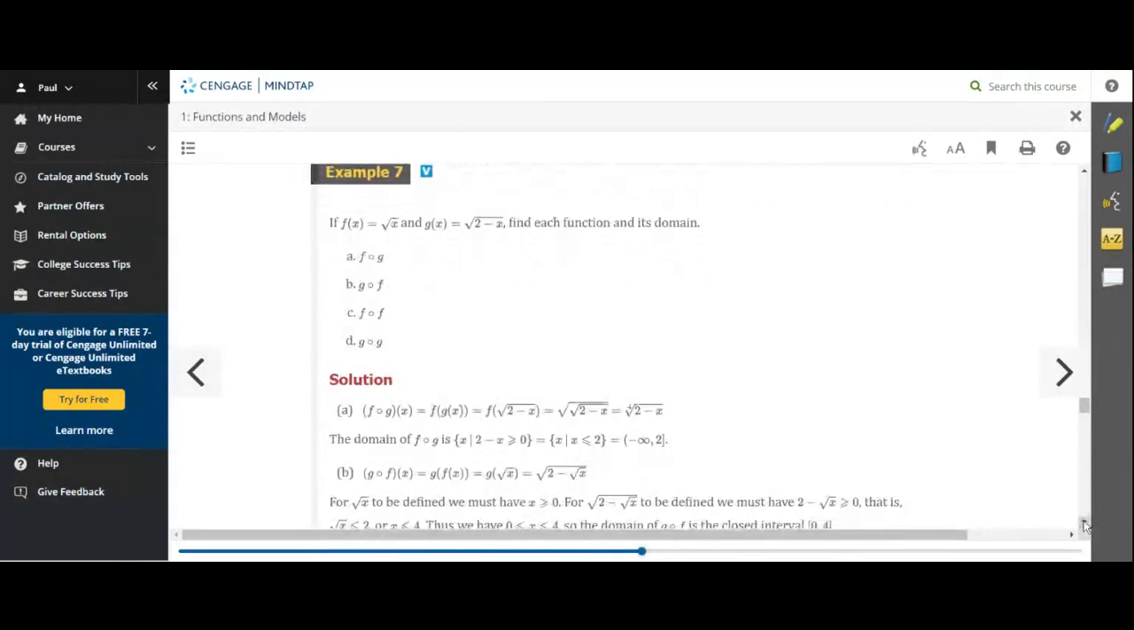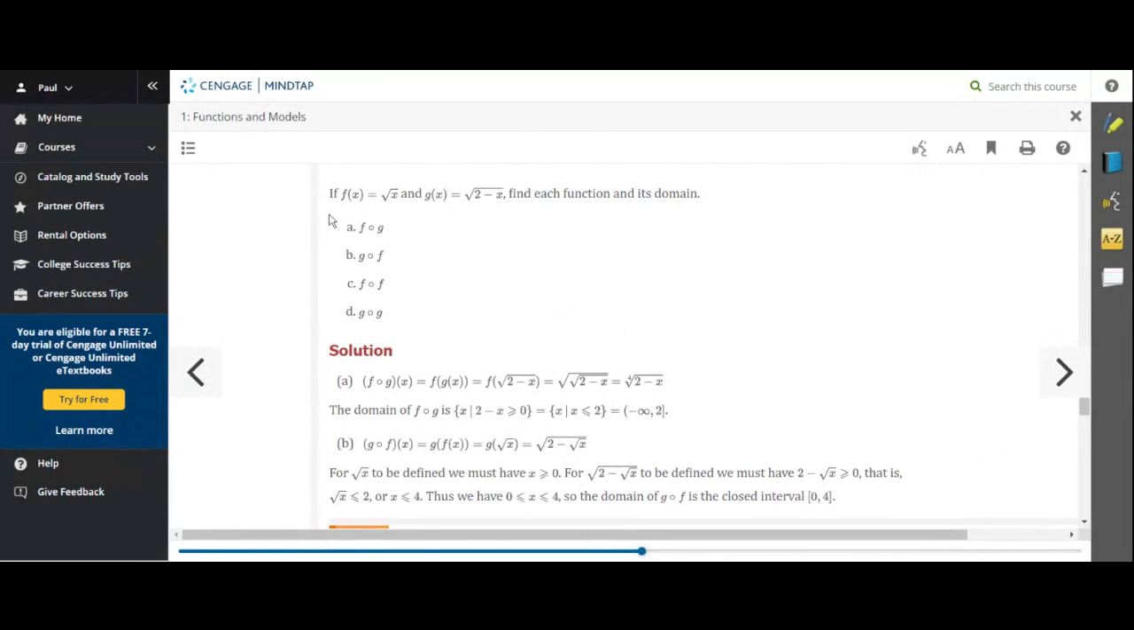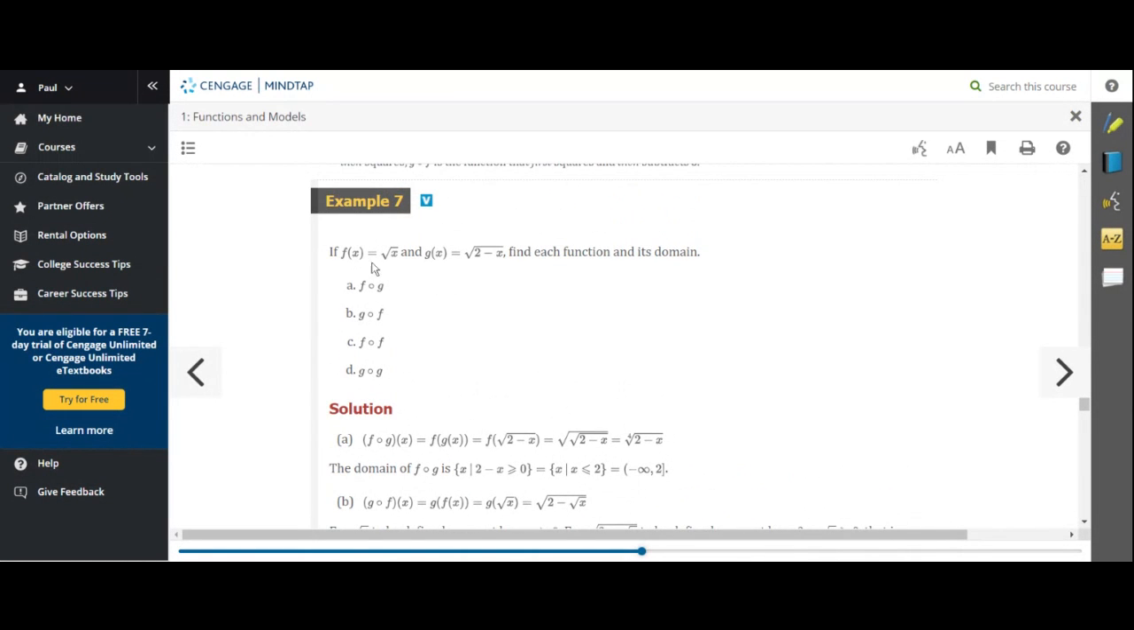So here, this is example 7, f of x equals square root of x, and g of x equals square root of 2 minus x. Find each function and its domain.